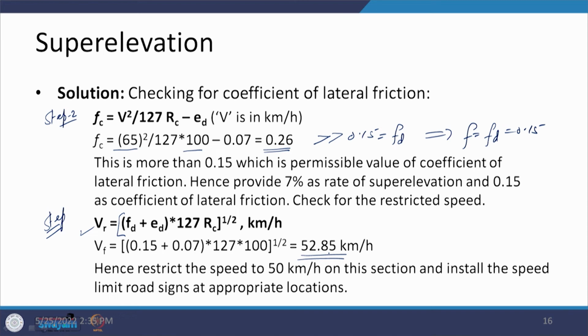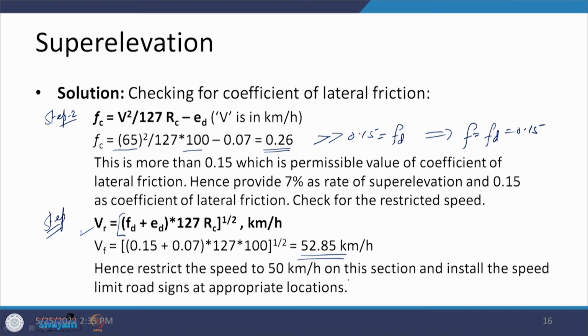So, the traffic was moving on this particular road. This is expected to move at a design speed of 65 kilometers per hour, but now what we have found is that we cannot allow the traffic to move at that particular speed, and that is what we are talking about here. So, we have to restrict the speed to 50 kilometers per hour on this section. At the same time, we have to install the speed limit road signs at the appropriate locations to tell the drivers that you are reaching a hazardous location and you have to control the speed of your vehicle. So, this is how the super elevation needs to be designed.